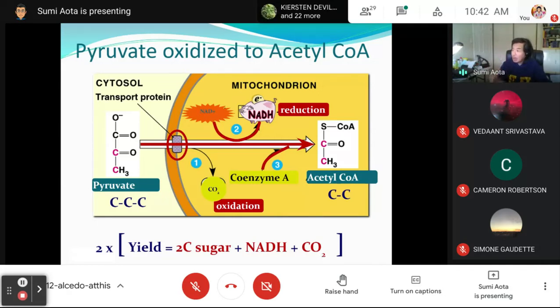Be aware of your numbers. Am I asking what happens to a single pyruvate, or am I asking what happens to the glucose equivalent? Because if you give me pyruvate numbers for the glucose equivalent, you're only going to have half the numbers and you'll get it wrong. Be aware of what numbers I am looking for.